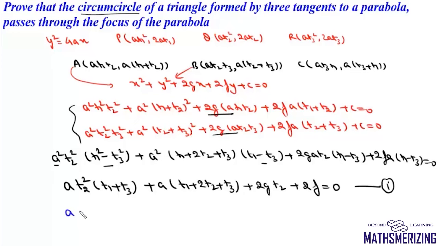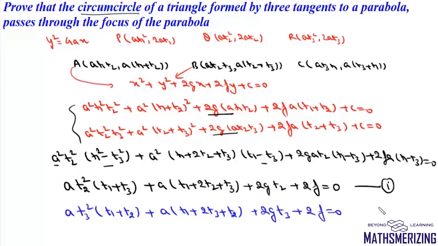equation which is a t3 square (t1 plus t2) and then a (t1 plus 2t3 plus t2) plus 2gt3 and plus 2f equals to 0, and that's my second equation. So now we have two linear equations in g and f. Now we'll solve these two equations, then we can get the value of g and f.